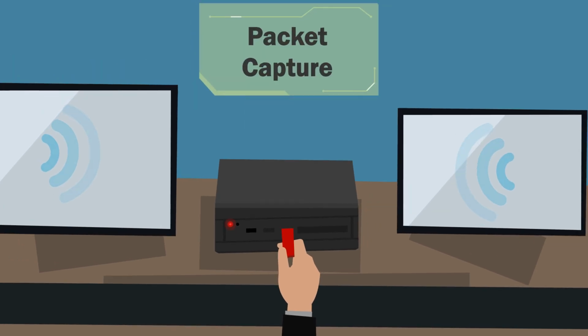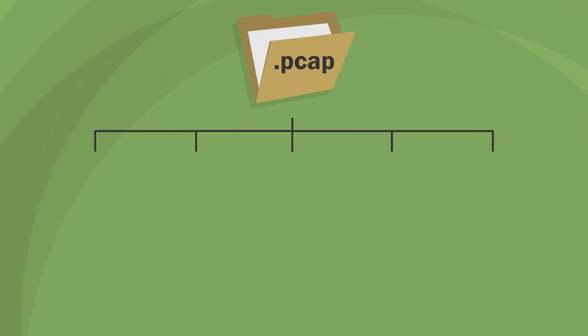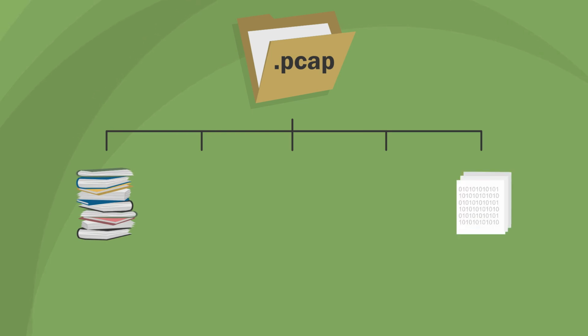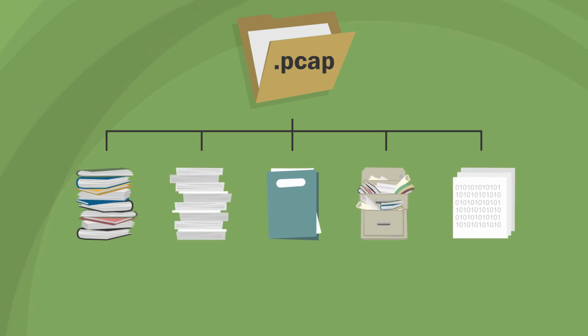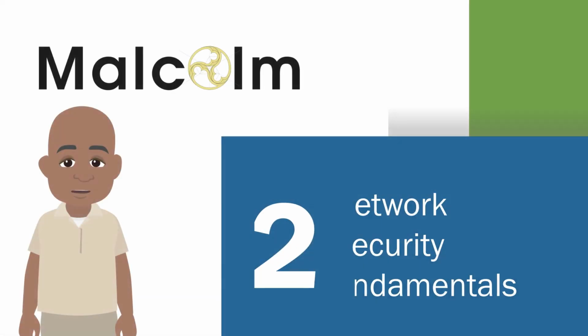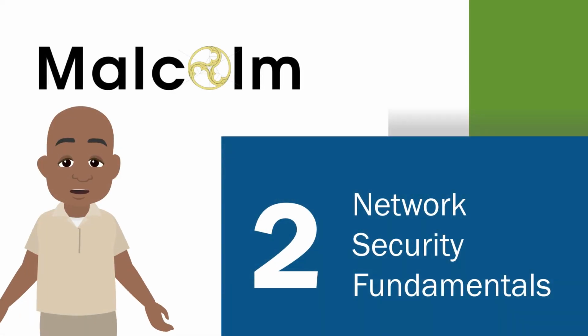PCAP stands for packet capture and is the most common type of file used to save network traffic. This file format is supported by many tools and libraries and usually ends with .pcap. PCAP files contain messages between network endpoints split into smaller pieces called packets. Depending on the network and its traffic, PCAP files can be very small or very large. Now let's move on to network security fundamentals.